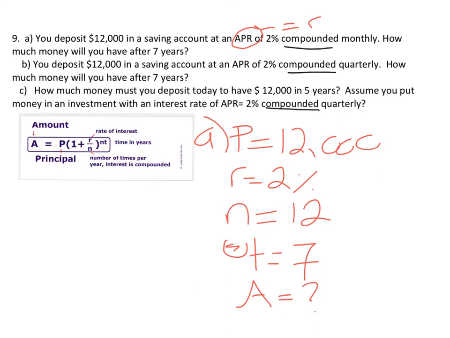Now there's one more thing that we have to do before we're ready to plug into our formula, and that's change R from a percent into a decimal. So let's do that. To change 2% into a decimal, remember we have to move the decimal place over 2 units. Right now the decimal place is right here, because you can think of it as 2.0.